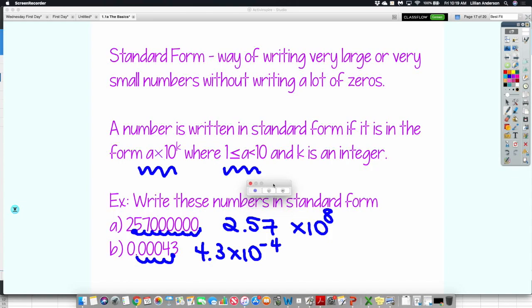So now we've refreshed our memory about classifying numbers, writing numbers in standard form, and you also learned how IB wants you guys to round. Are there any questions?